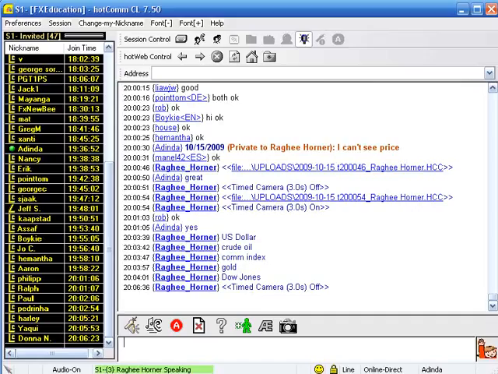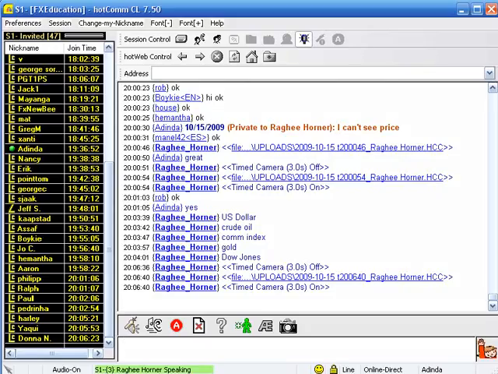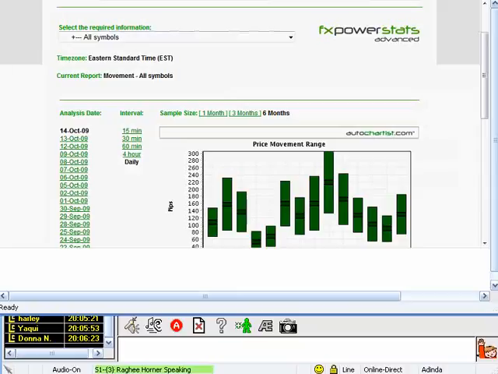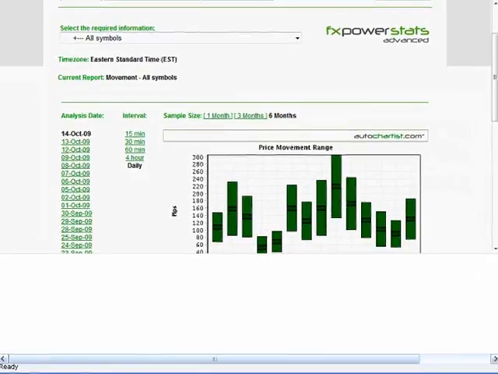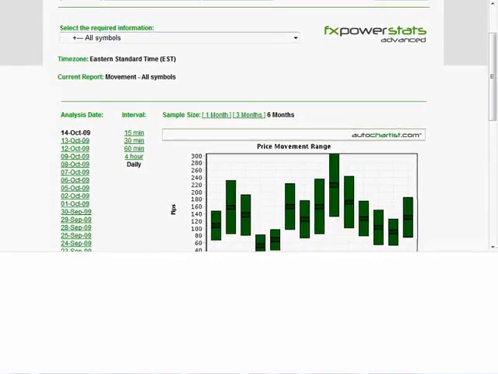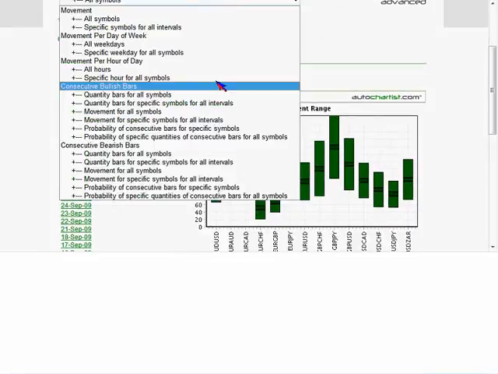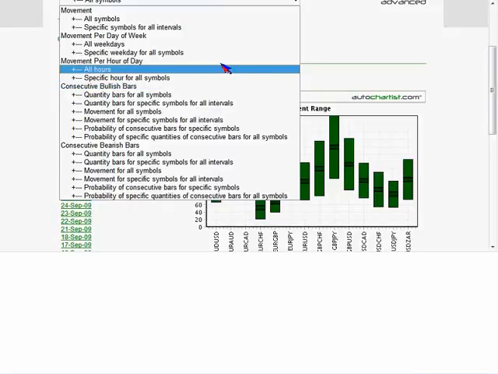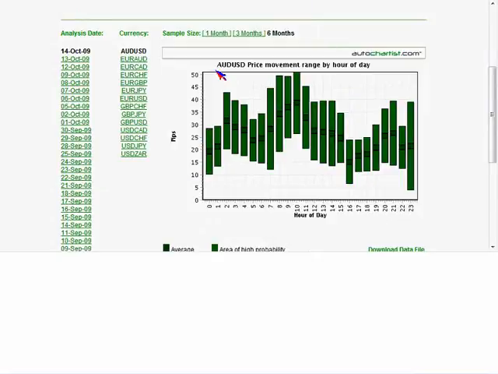point, and let me go ahead and recapture the window here so you guys can see what I'm looking at. Okay, you should see an internet browser now. So what we're going to do is take a look at the movement per hour of day. Okay, and we'll zoom into specifically the Euro-US dollar.